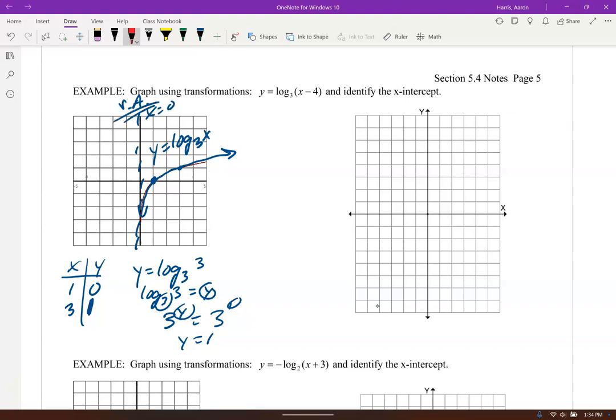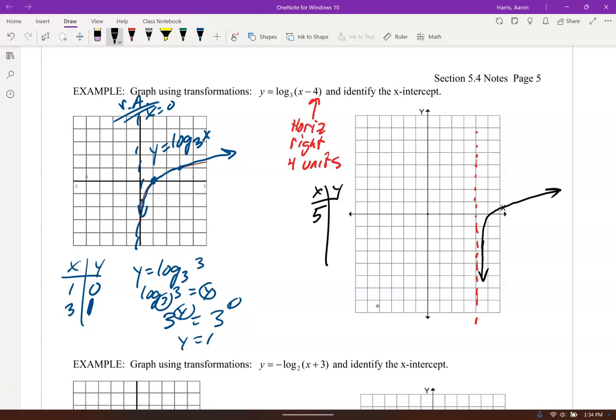So what this will do, we know that's going to move that horizontally to the right 4 units. So let's go ahead and move it to the right 4. So that means 1, 2, 3, 4. Our vertical asymptote is going to be bumped to the right 4 units. And all those points are going to be the same. It's going to go through like that.